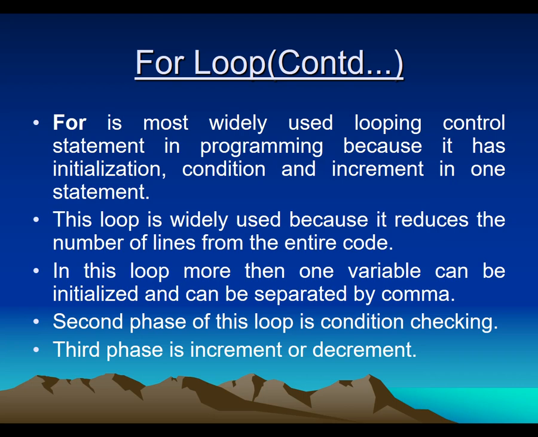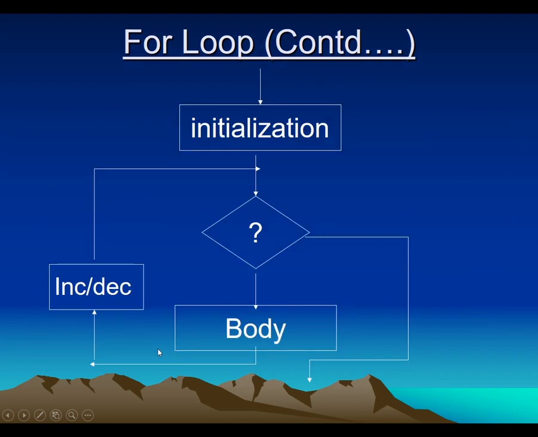Now, as I have mentioned in the syntactical part of the for loop, it consists of three sections. Section number 1 is initialization, section number 2 is condition checking, and section number 3 is increment or decrement. These sections are also called phases. So phase 1 is initialization, the second phase is condition checking, and the third phase is increment or decrement.